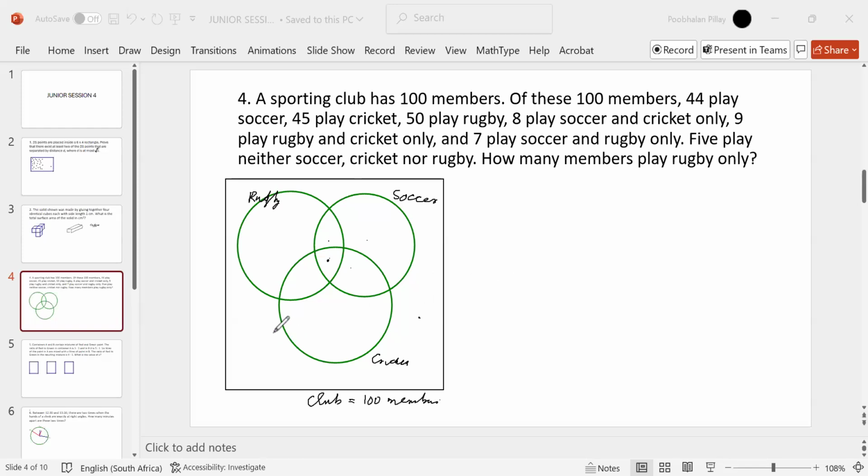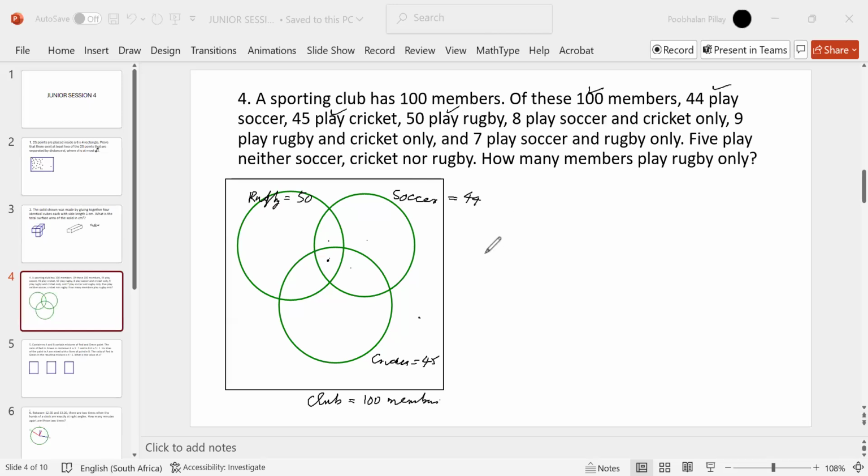All right, so bearing that in mind, we can start filling in some of these things. You've got 44 players who play soccer. So let's just bear that in mind. We'll put 44 equals soccer. That means if you add these 4 numbers, you're going to get 44. Right. 45 play cricket. I've recorded that information at the bottom here. And 50 play rugby. I've recorded that information too.